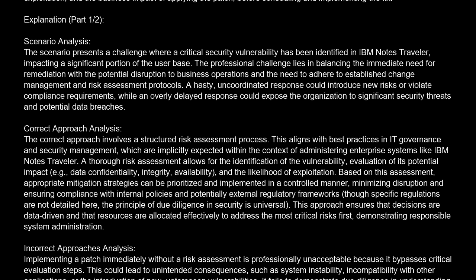A thorough risk assessment allows for the identification of the vulnerability, evaluation of its potential impact, e.g., data confidentiality, integrity, availability, and the likelihood of exploitation. Based on this assessment, appropriate mitigation strategies can be prioritized and implemented in a controlled manner, minimizing disruption and ensuring compliance with internal policies and potentially external regulatory frameworks. Though specific regulations are not detailed here, the principle of due diligence in security is universal.